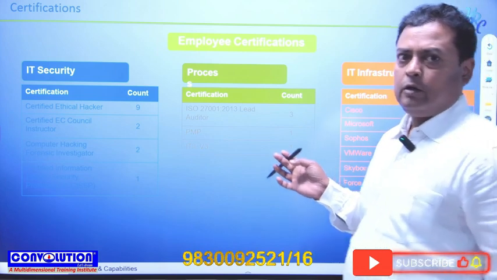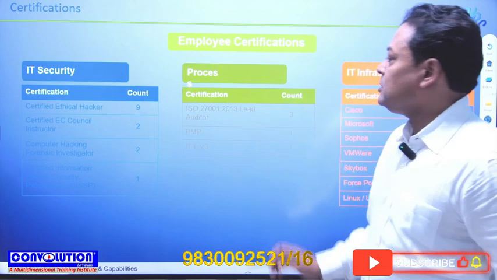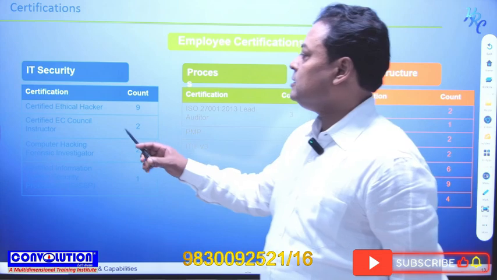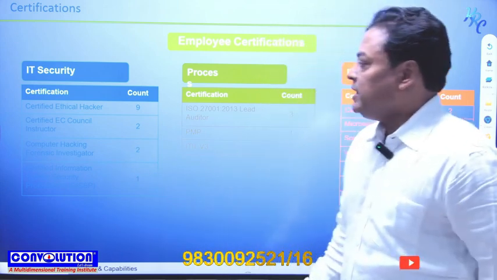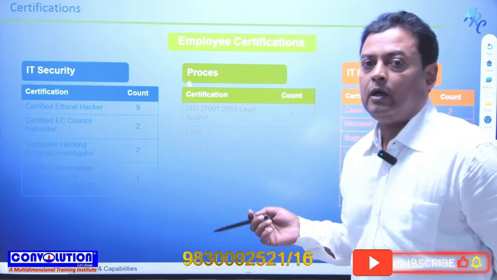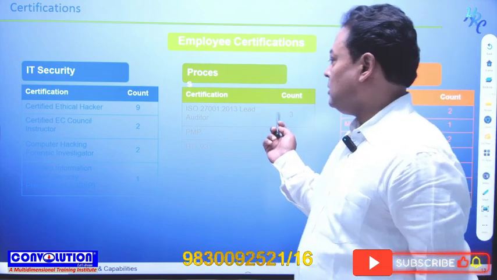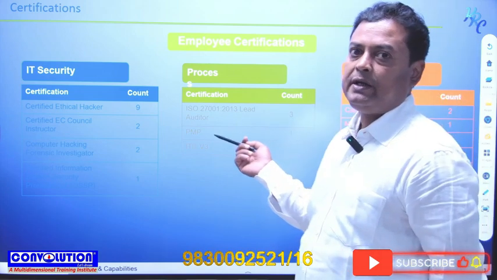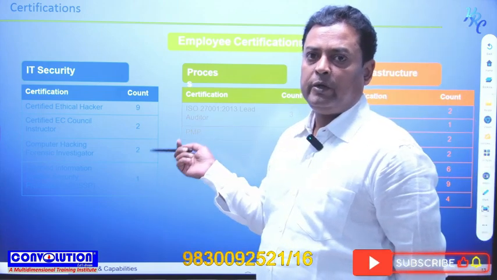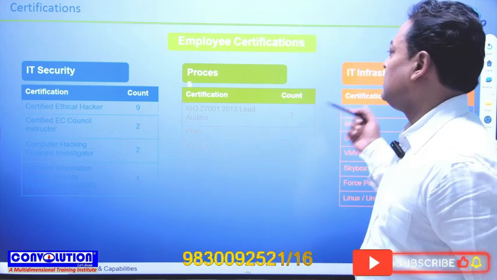But beyond that, people have to get certified for IT security or infrastructure or process security. So, what are the IT security certifications? They are like certified ethical hacker, certified EC Council instructor, computer hacking forensic investigator, and CISSP. For process, we have ISO 27001 auditor, PMP certification, ITIL certification. So, any help we need, we can help to get you certified on these certifications.